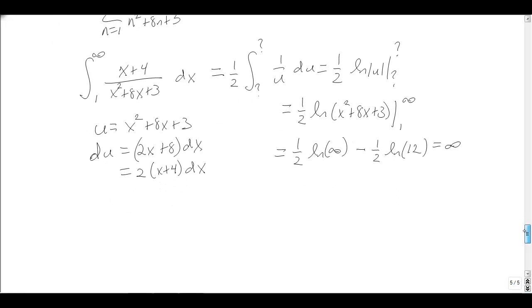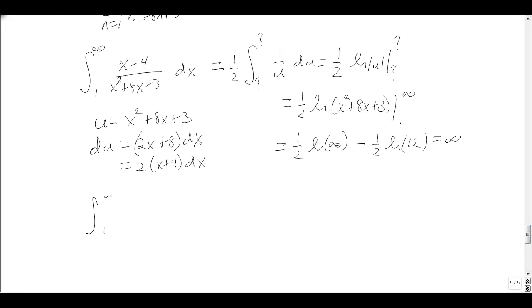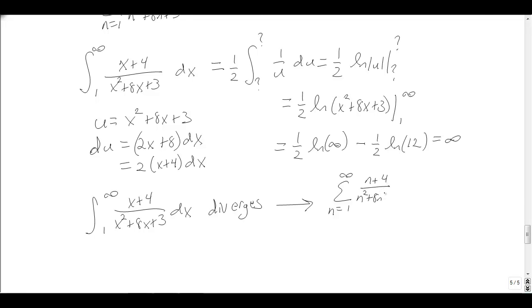And what that tells me is that the integral from 1 to infinity of x plus 4 over x squared plus 8x plus 3 dx diverges. Really, it went to infinity. And that tells me my series, n equals 1 to infinity, n plus 4 over n squared plus 8n plus 3, also diverges. So that's probably the straightforward way that most people would do this at this point in time.